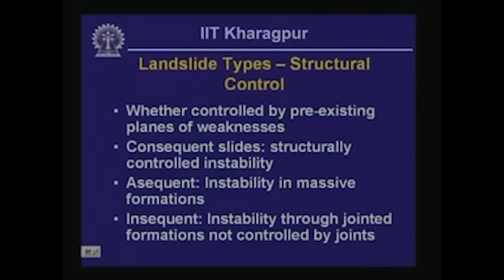An asequent landslide is essentially a slope instability that arises in massive formations which don't have any joints or cracks. An insequent landslide is a process that takes place in blocks which could be jointed or cracked, but the surface through which the instability is taking place actually cuts across those joints. So that type is called insequent landslide. Let's look at what are these things.